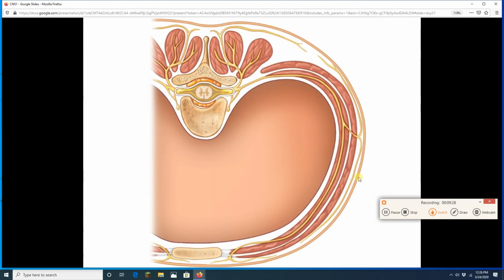Okay, if I look at this picture here, I see my dorsal ramus going to the skin and muscle in the back, and I see my ventral ramus going, in this case, to the skin and muscle in my trunk. It would also go to my limbs.